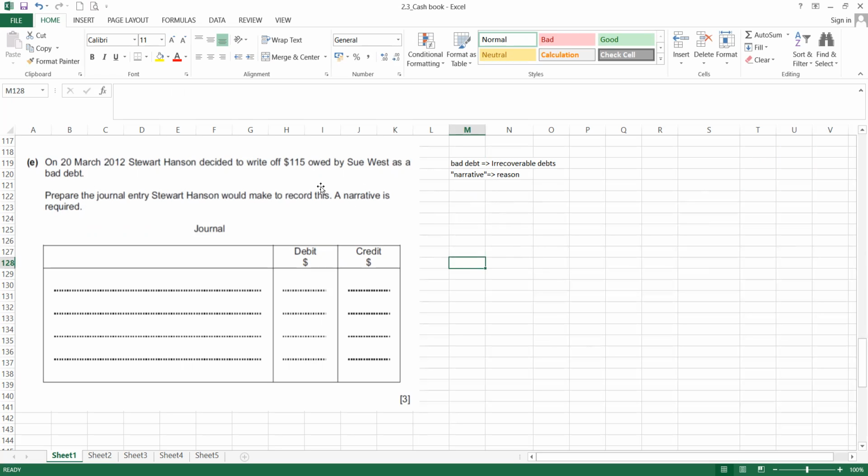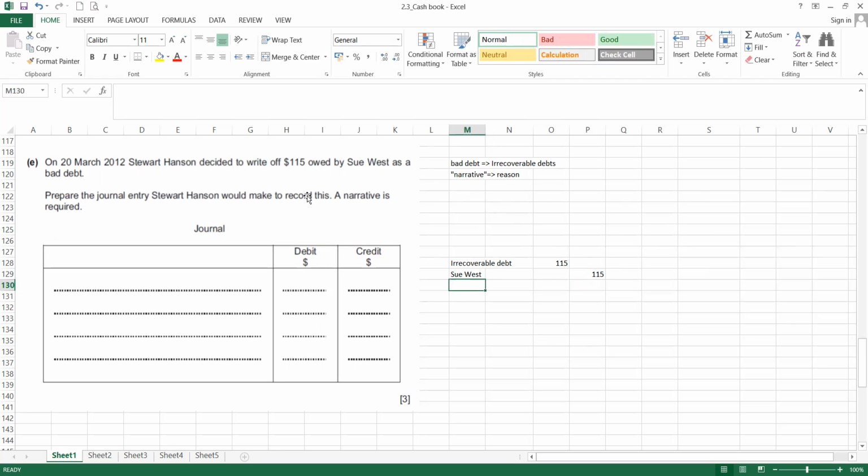So on 20th, write off 115 by Sue. The double entry will be debit irrecoverable debt and credit who? Credit Sue. Sue's account will close after we write it off. So debit 115 irrecoverable debt and credit 115 Sue.